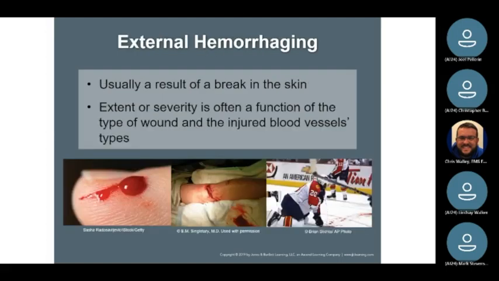External hemorrhaging is usually the result of a break in the skin. Its extent or severity is often a function of the type of wound and the types of blood vessels that have been injured. Blood from an open vein is much darker and flows steadily. Bleeding from damaged capillary vessels is dark red and oozes from a wound steadily but slowly.